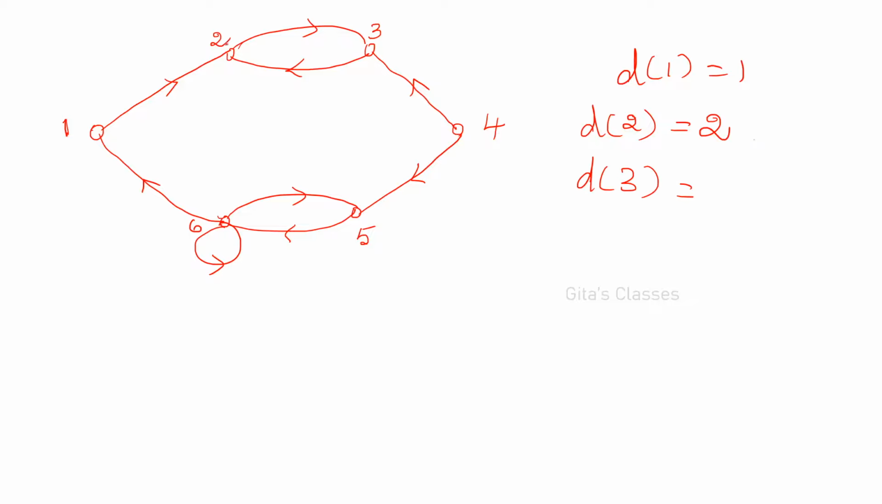From 3 you can go to 2 and 3. So this is also 2. That is, the period of 2 is 2, the period of 3 is also 2. For 4, from 4 you cannot even come back, therefore D of 4 is also 1.